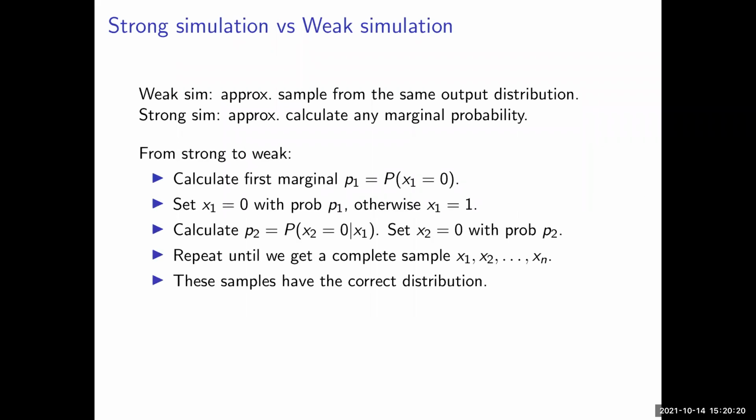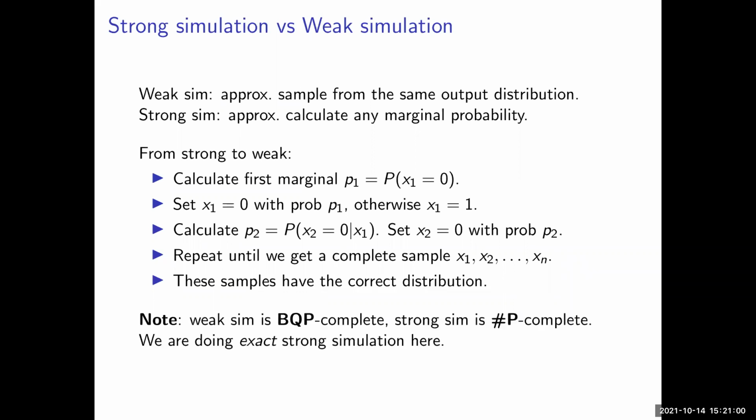Well, there's a way to get from strong simulation to weak simulation, which is we calculate the first marginal, so just the probability that the first qubit is 0, and then we set our qubit to 0 with this probability, and otherwise we set it to 1. Then we calculate the second marginal, where we fix the first qubit now, and we calculate the second probability. And then again, we set this value to 0 with that probability. And we just repeat this until we get a complete sample. And then you can verify with the product rule that this sample indeed has the same distribution as the quantum circuit. So this is how you get weak simulation from strong simulation with a little bit of overhead.